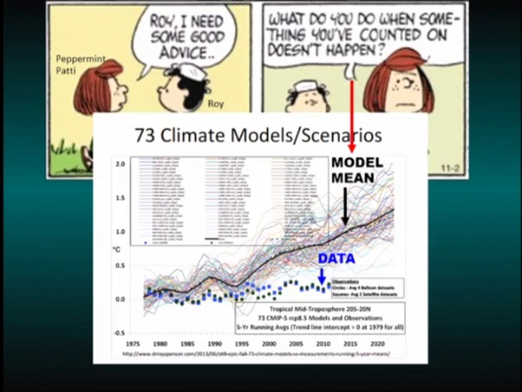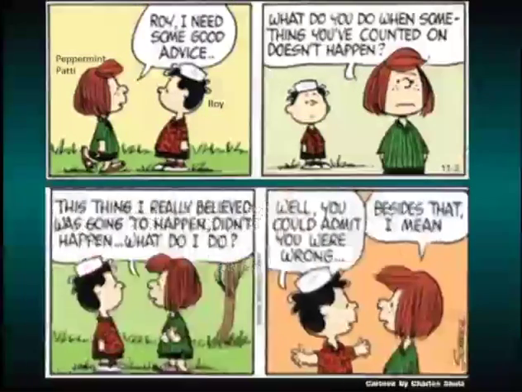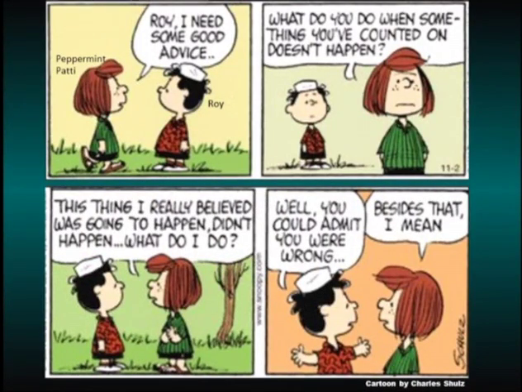Anyway, ensemble of the models, that's the black line. That's what temperature's meant to do. And down here we see the data, and of course it didn't warm at all. Well, that's a bit of a problem. So this thing I really believe was going to happen didn't happen. What do I do? Well, you can admit you're wrong.